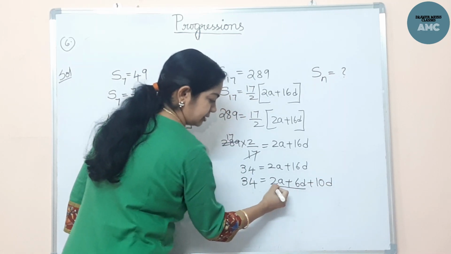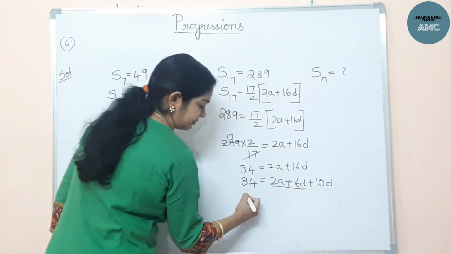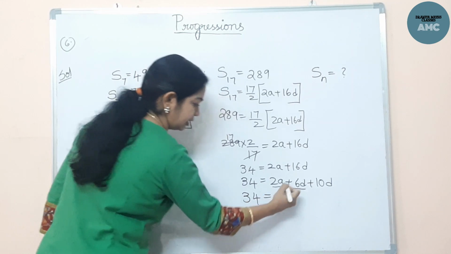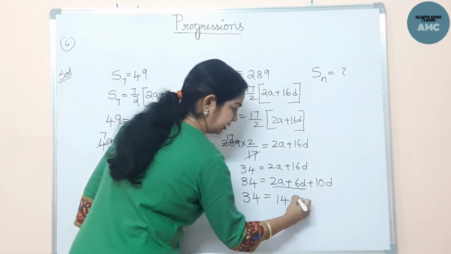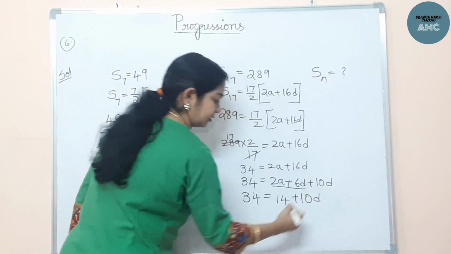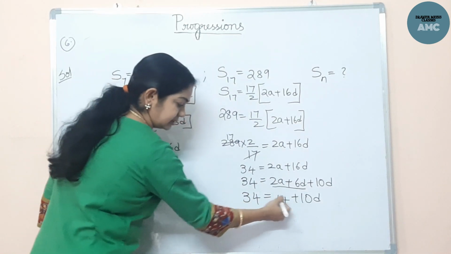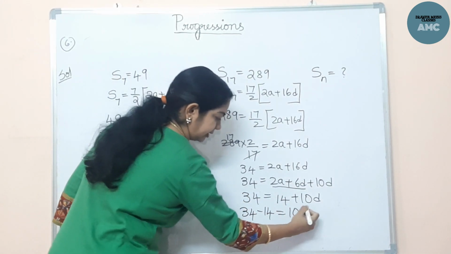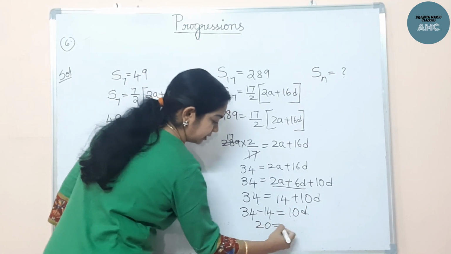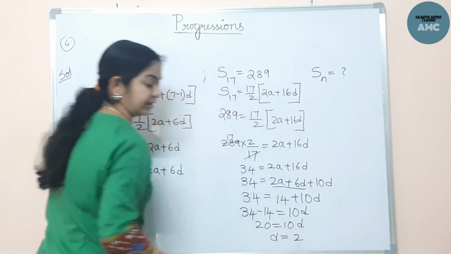Now this part I'll substitute, 2a plus 6d is 14. Simply I will write 34 is equal to 2a plus 6d, the value of which is 14. So 14 plus 10d. We use the method of substitution. Now this 14, bring it to the side, minus 14. So it comes to 10d. So this is 20 equal to 10d. So d value is 2. 20 by 10, that is 2.